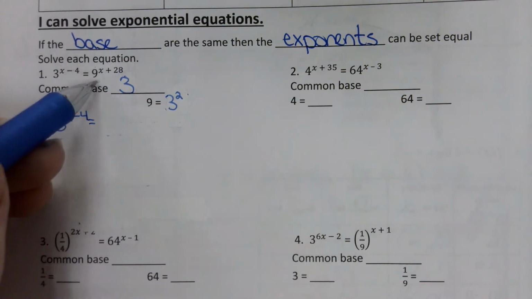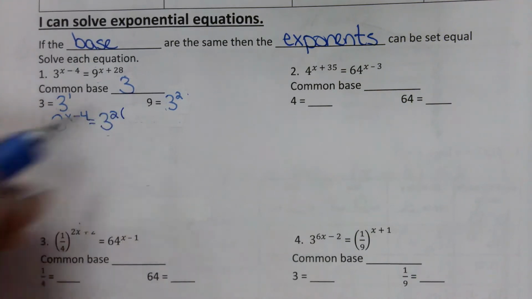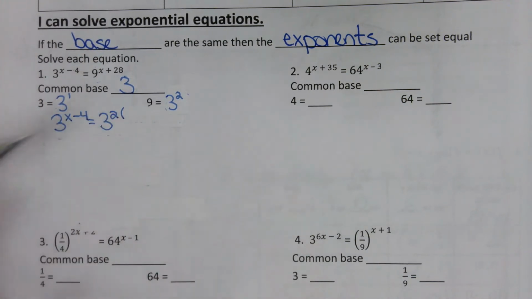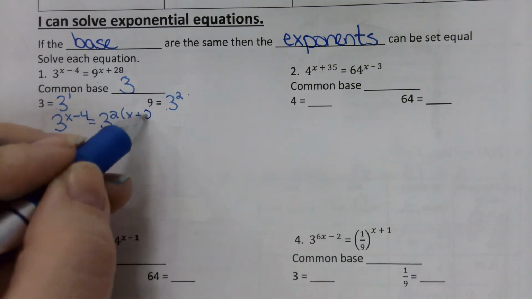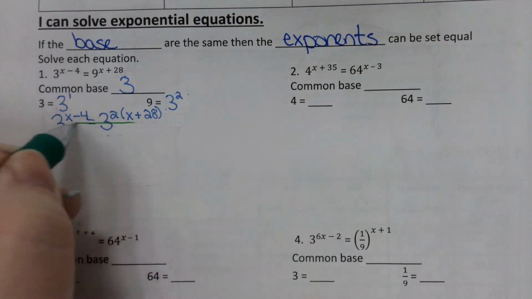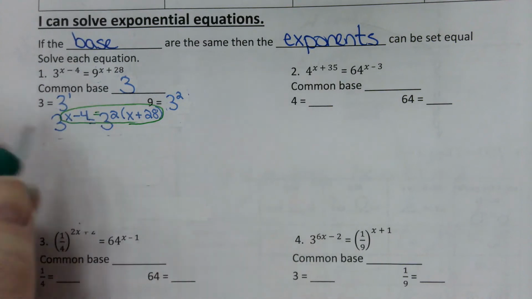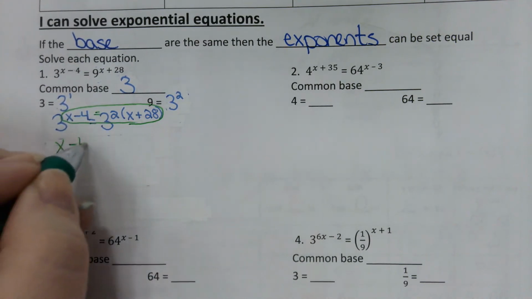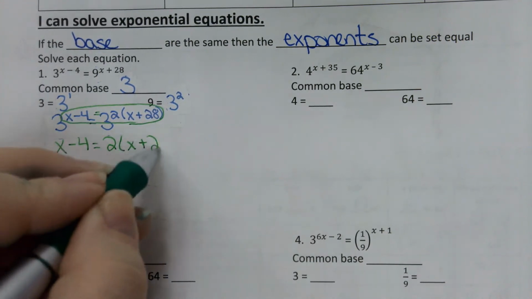But when I replace 9 with 3 to the 2nd, any exponent that was in the original problem needs to be in parentheses, because that too will need to be distributed to both the x and the 28. Now that my bases are the same, I can set these exponents equal to each other. So that will give me x minus 4 equals 2 times x plus 28.